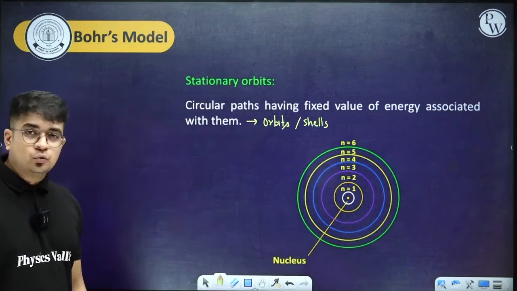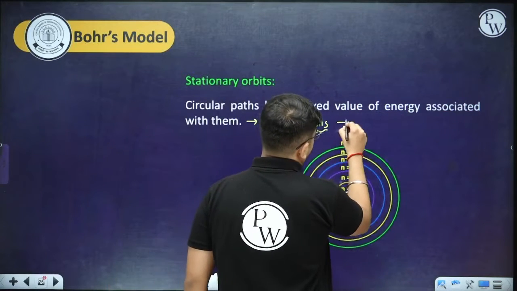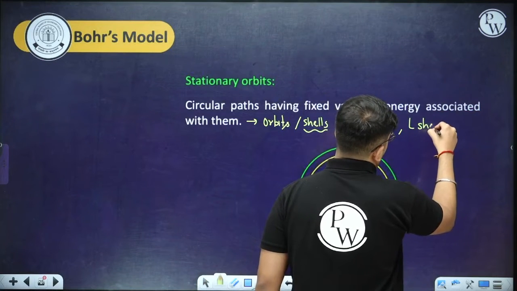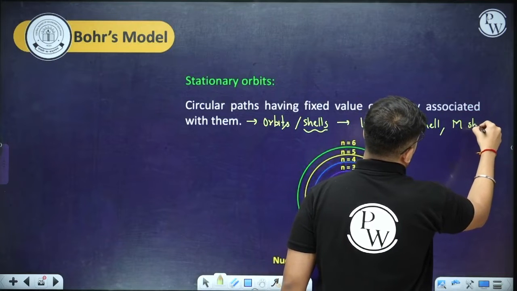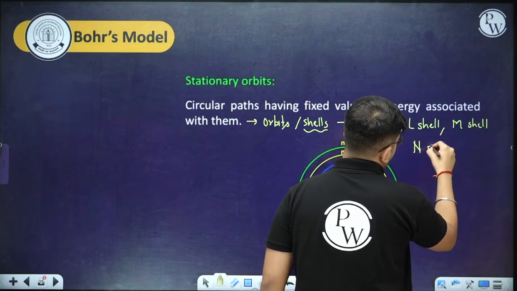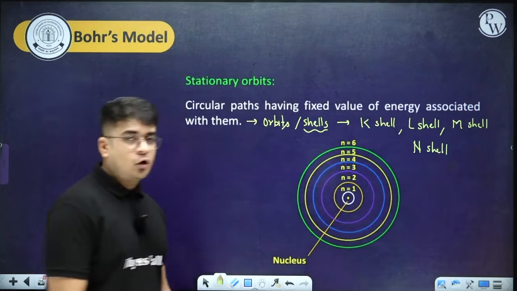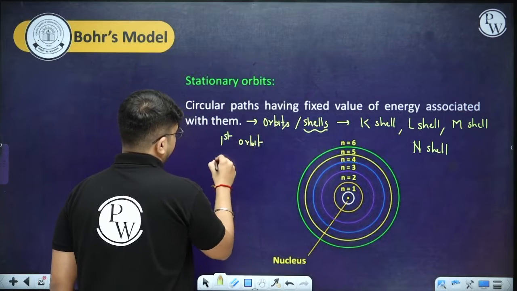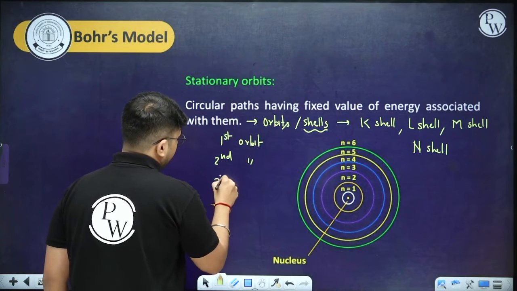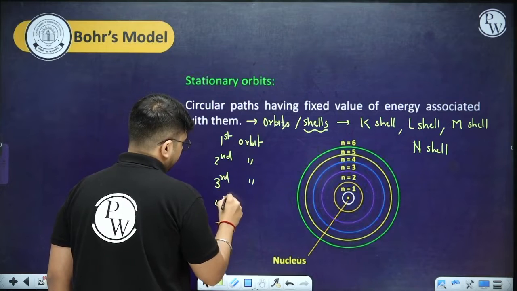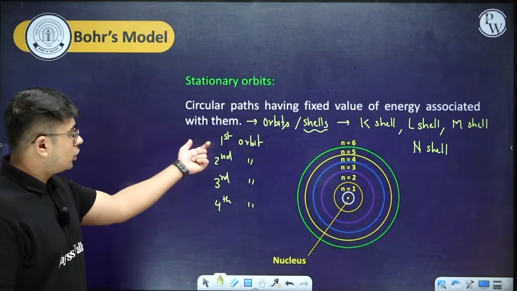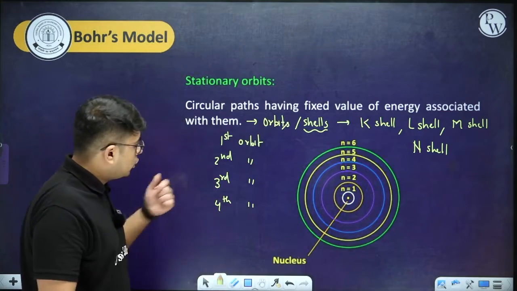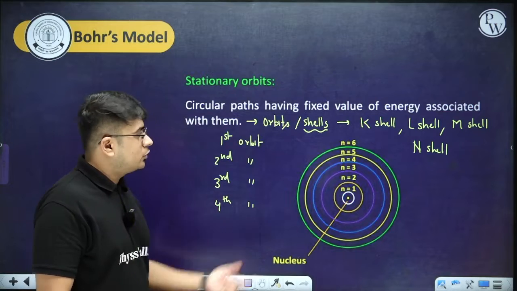When I'm using the term shells, we have K shell, L shell, M shell, as well as N shell. And when I'm using the term orbit, we have a first orbit, second orbit, third orbit, fourth orbit. So first orbit means we are talking about the K shell. Second orbit, the L shell. Third orbit, the M shell. Fourth orbit, the N shell.